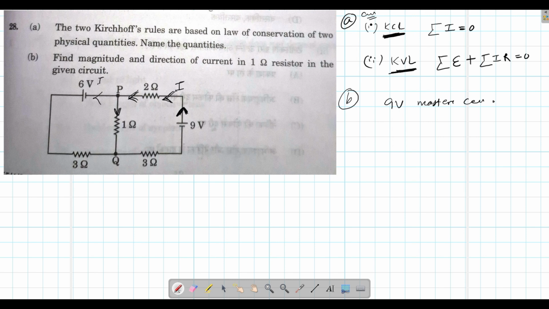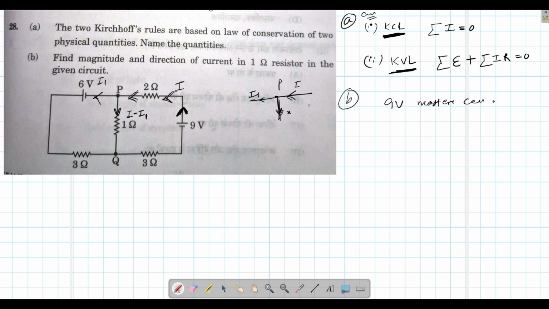And how much current flows through the 1 ohm resistor? This is I minus I1. At point P, this current is I and this current is I1. How much current flows through the third branch? We don't know the value, so let the value be X.